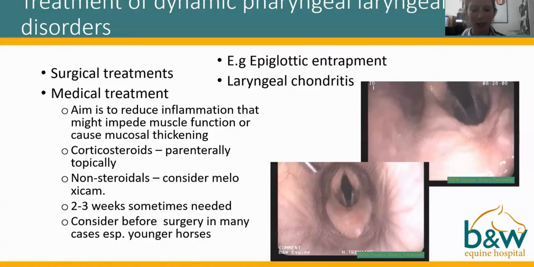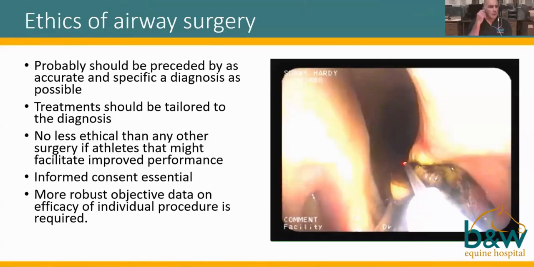Cool. Should we continue on and talk about ethics? Yeah, so I'm not going to mention this too long. If we do another one on surgical treatments, I think it becomes more of a moot point.